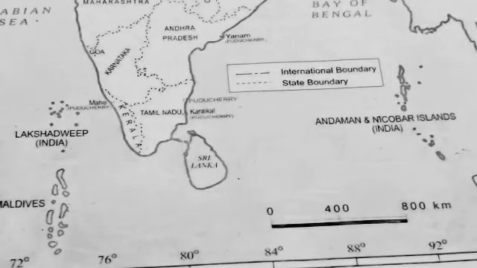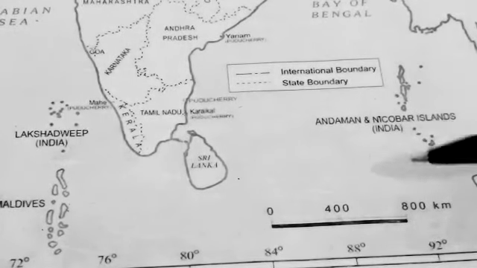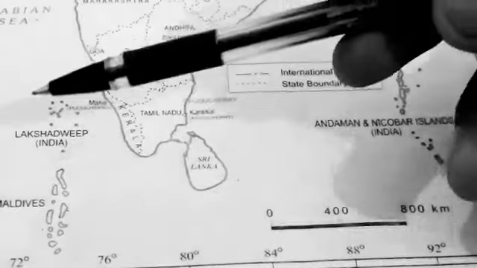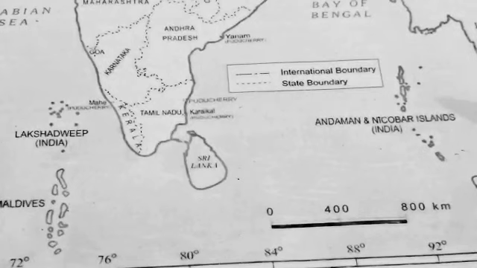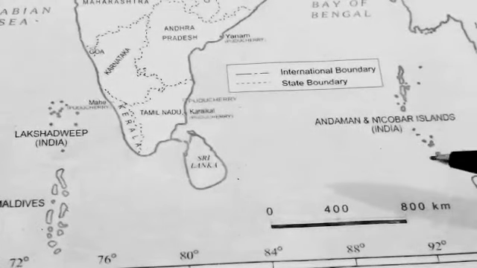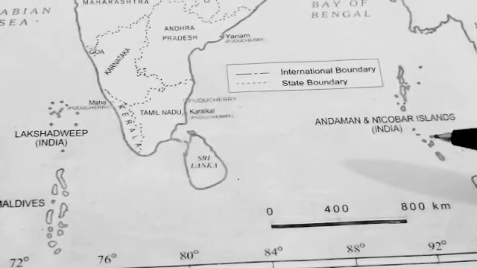Apart from the mainland, India also has two groups of islands: the Andaman and Nicobar Islands and the Lakshadweep Islands. First, we will talk about the Andaman and Nicobar Islands. The Andaman and Nicobar Islands are situated in the Bay of Bengal to the southeast of the mainland. These are a group of 572 islands.